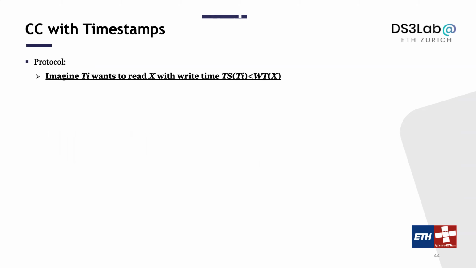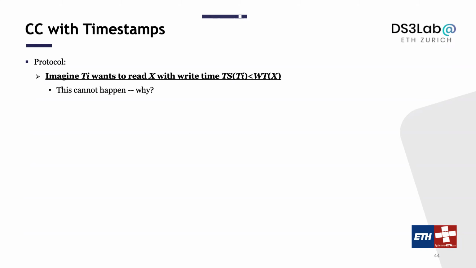So now let's look at some more small things. Imagine you have a transaction TI. Assuming TI wants to read X, and X has a write time. Assuming the timestamp of TI is smaller than the write time of X, in this case, will you roll back TI?